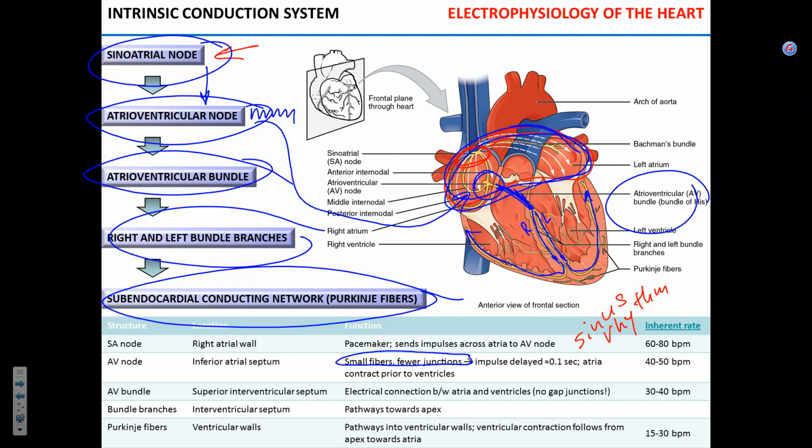So let's talk about some physiological applications of what we learned. First, why is it important for the electrical signal to stop at the AV node, or slow down, be delayed?